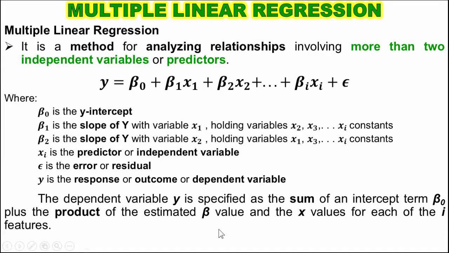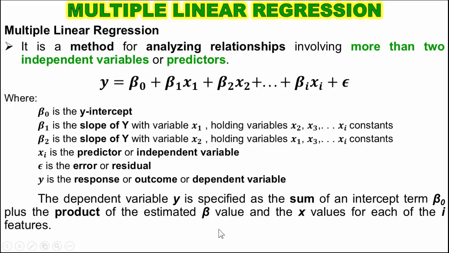This is my lecture on our laboratory subject of IT 128, Quantitative Methods. Let us learn today multiple linear regression. Multiple linear regression is a method for analyzing relationships involving more than two independent variables or predictors.